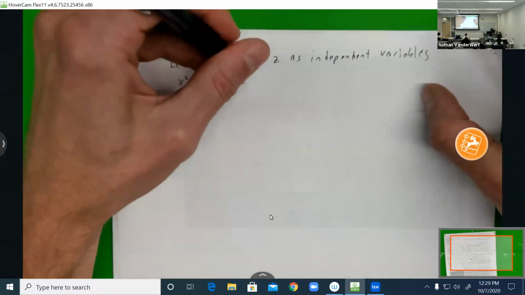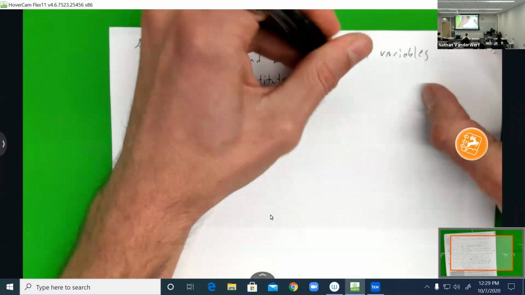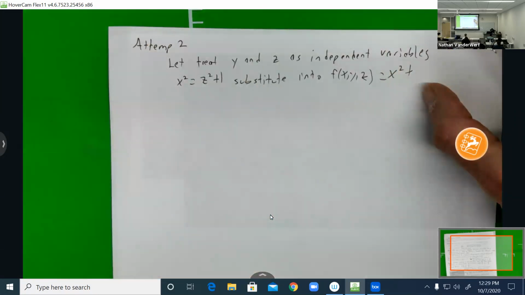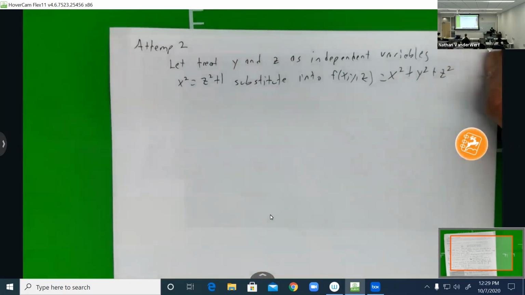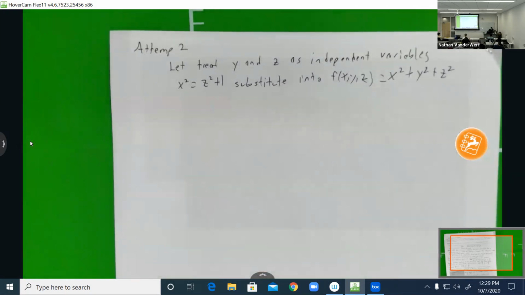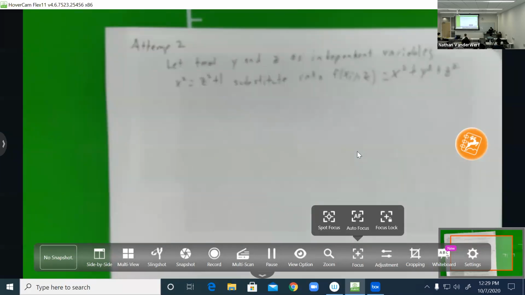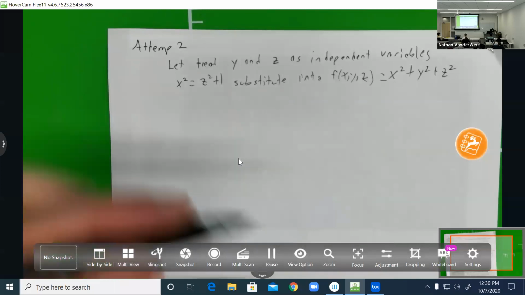And we're going to substitute this into f of x, y, z equals x squared plus y squared plus z squared, because it was the distance from the origin. But we're not going to do the square root. We're just going to do the distance squared because that's easier to manipulate. Last time we were talking about how minimizing the distance is the same as minimizing the distance squared. So this time let's call it k.